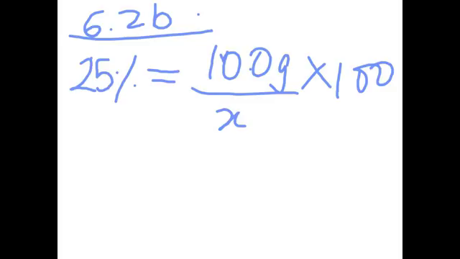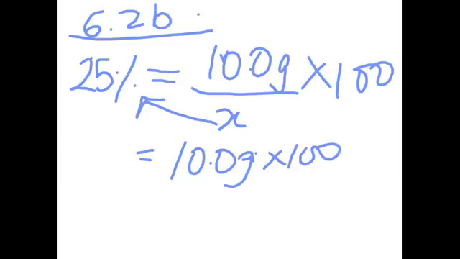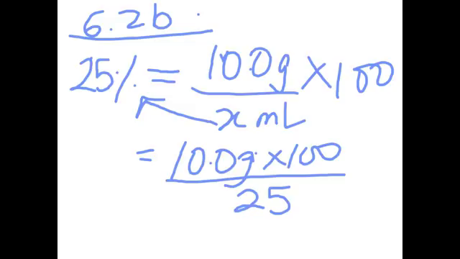So it seems to me that you need to cross multiply. You take the X to this side, and you take the 25 to the other side, right? So you'd end up with 10.0 grams times 100 divided by 25. X is in milliliters though, and I think I should write that. X in milliliters, that's what we're trying to find.